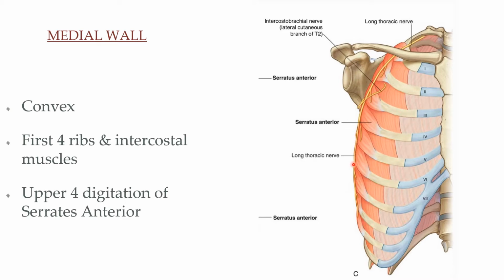One is this, which is located superficial to serratus anterior, which is long thoracic nerve, and the other one is this, which is coming out from the second intercostal space in order to enter into the upper limb. This is intercostobrachial nerve. So the structures which form the medial wall are upper four ribs, intervening external intercostal muscle with the overlying fascia and serratus anterior along with the two nerves, long thoracic nerve and intercostobrachial nerve.